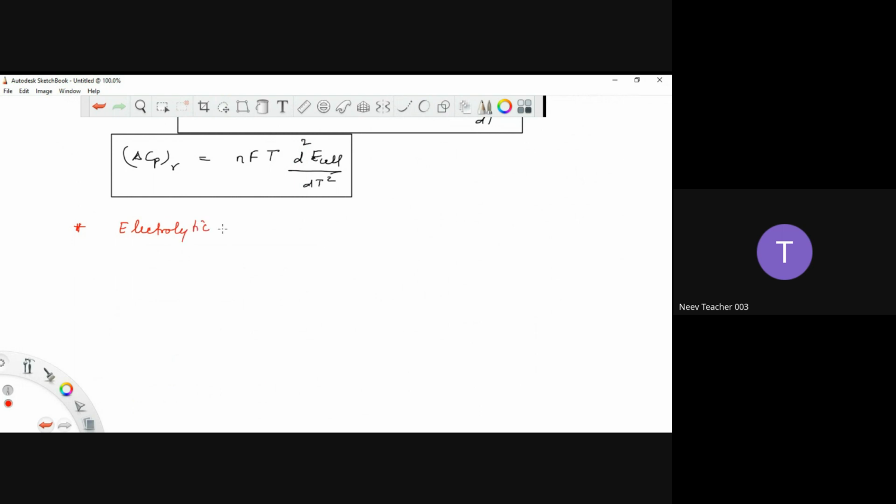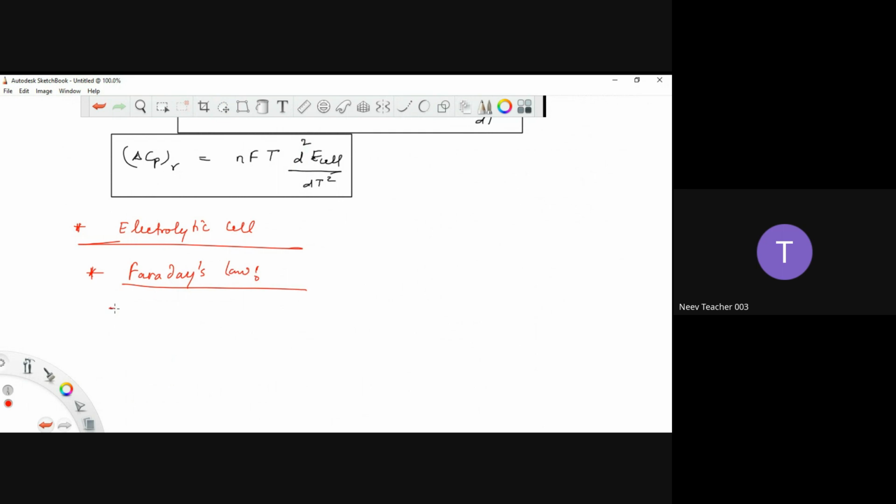Electrolytic cell. And in an electrolytic cell, basically we do the electrolysis, and the most important thing from the electrolysis point of view in this chapter is what? Faraday's law. So, Faraday's law.